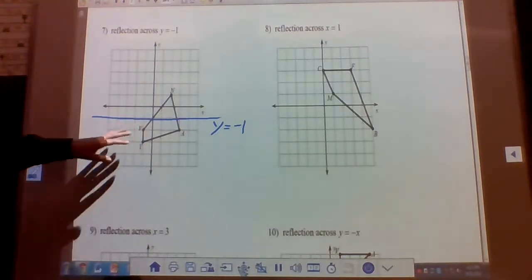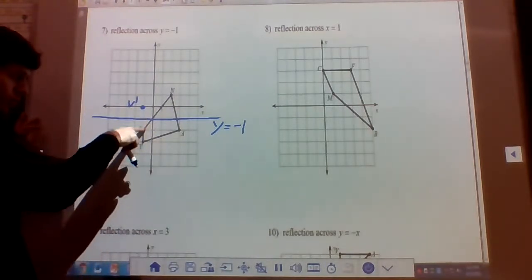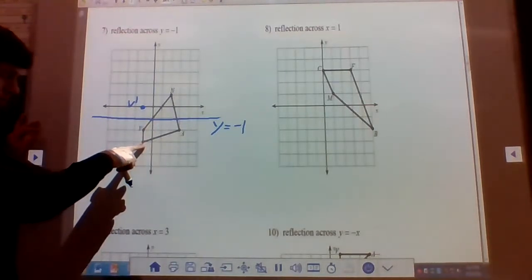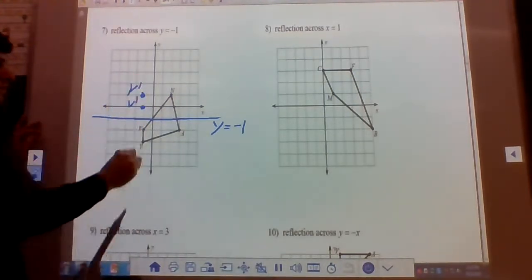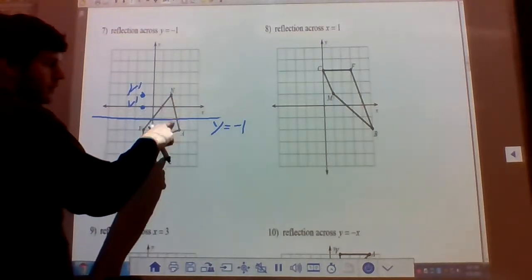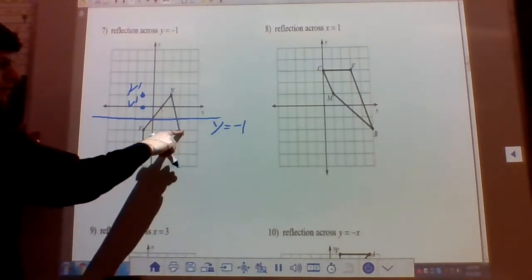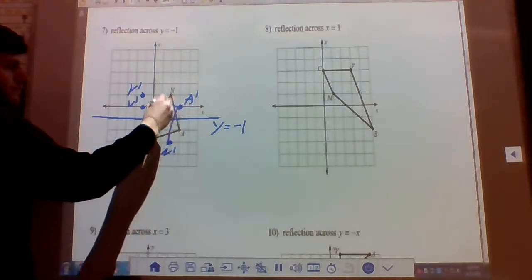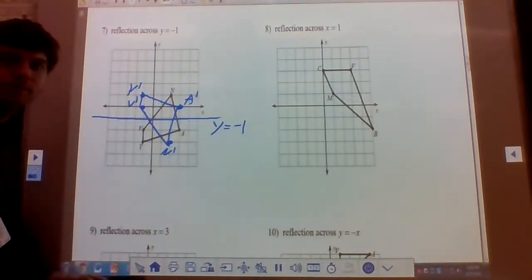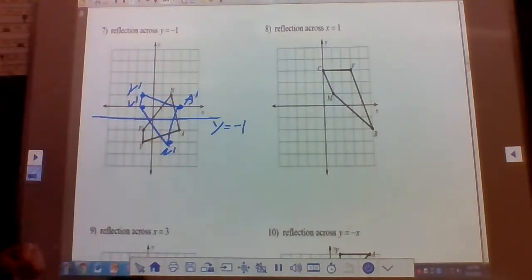Okay, V is 1 below, so V prime is 1 above. Y is 2 units below the line. So Y prime is going to be 2 units above the line. Okay, N is 2 units above, so N prime is going to be 2 units below. A is 1 unit below, so A prime is going to be 1 above. So again, if we reflect over this line, y equals negative 1, they should look the same, because they should be congruent because they're isometric.